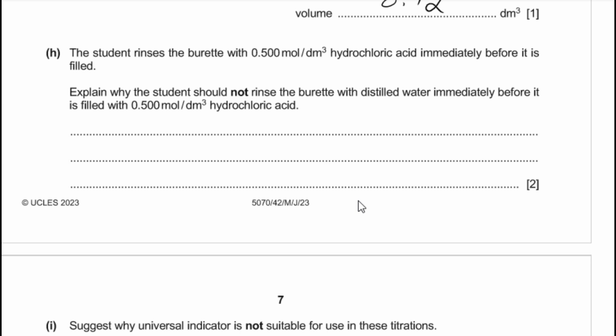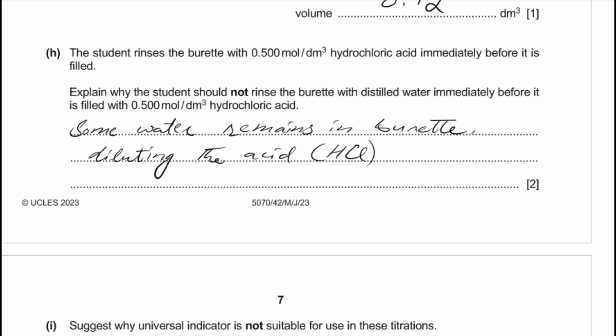The student rinses the beaker with 0.5 mole per cubic decimeter hydrochloric acid immediately before it is filled. Explain why the student should not rinse the beaker with distilled water immediately before it is filled with 0.500 mole per cubic decimeter hydrochloric acid. Rinsing with distilled water would leave some drops of water in the beaker that would affect the results, because the hydrochloric acid would be diluted in that case. So we can write that some water remains in the beaker that would dilute the acid, that is HCl actually.